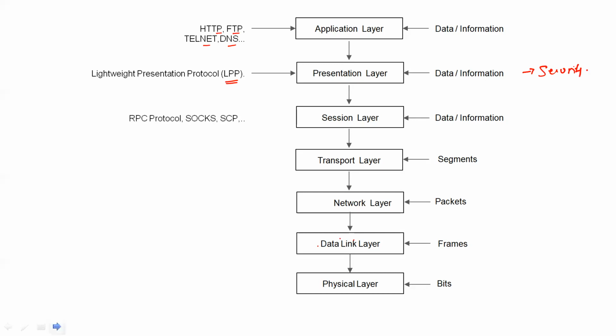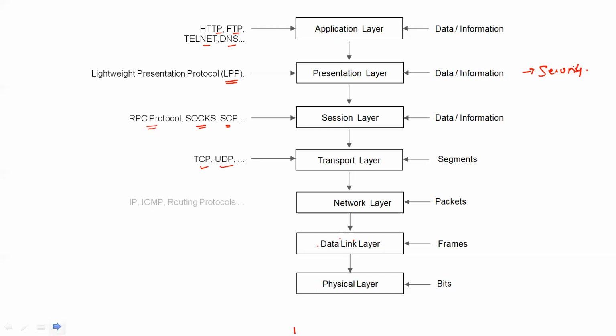Coming to the session layer, we have the RPC protocol, remote procedure call protocol, SOCKS, and SCP, the secure copy protocol. We have other protocols as well; I'm just mentioning a few very important ones. Coming to the transport layer, we should mention TCP as well as UDP. TCP stands for transmission control protocol, and UDP stands for user datagram protocol.